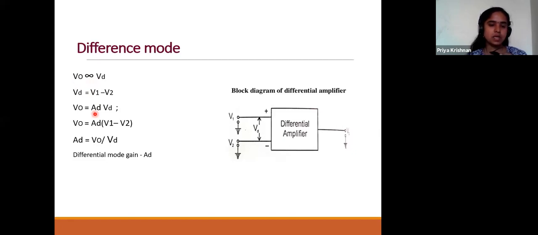It is called the differential mode gain. So now V out is equal to AD times VD, where VD is replaced by V1 minus V2. We can write AD is equal to V out by VD. So this is the final differential mode gain that we obtained in the difference mode. Similarly, we will do it for the common mode also.